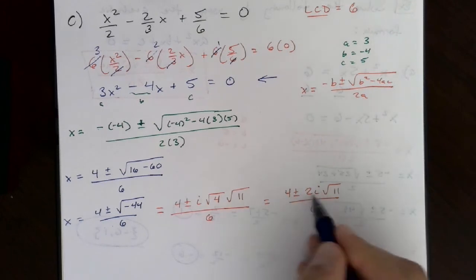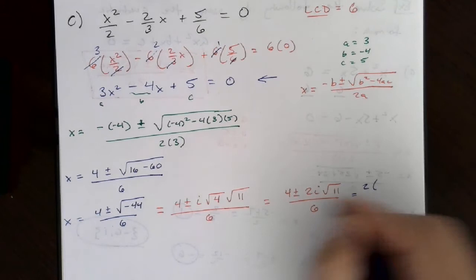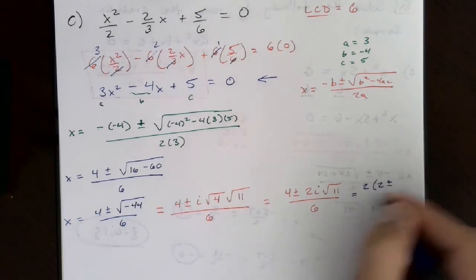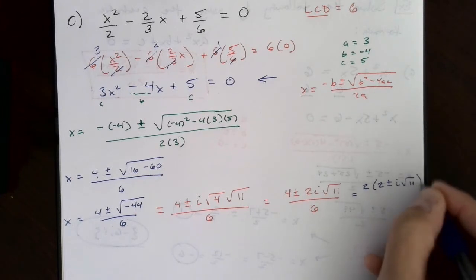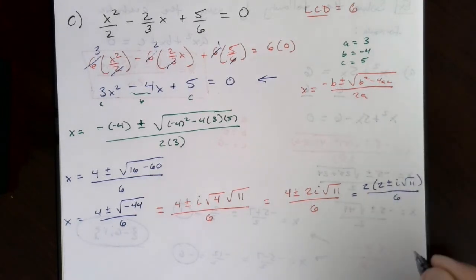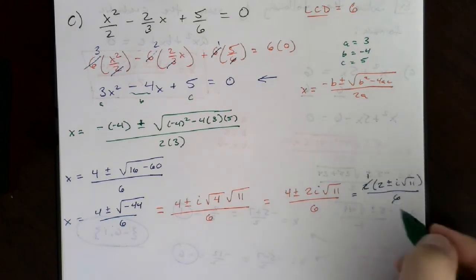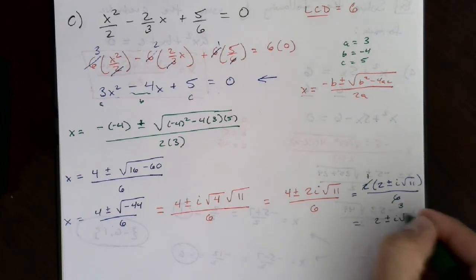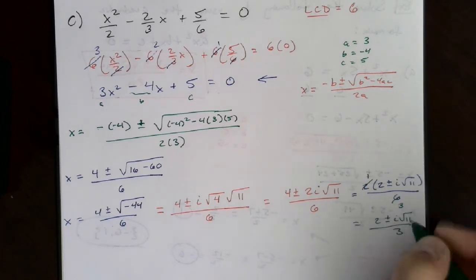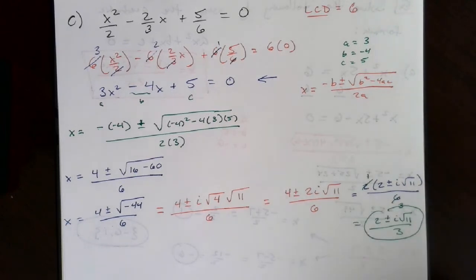We could factor out, noticing we can factor a 2 out of here. We get 2 times, factoring 2 out of the 4 will give me 2 plus or minus, factoring a 2 out of the 2i radical 11 will give me i radical 11 all over 6. And then this 2 and 6 will cancel to, you know, 1/3 really. So I end up with 2 plus or minus i radical 11 all over 3. Which is two answers. And that's okay.